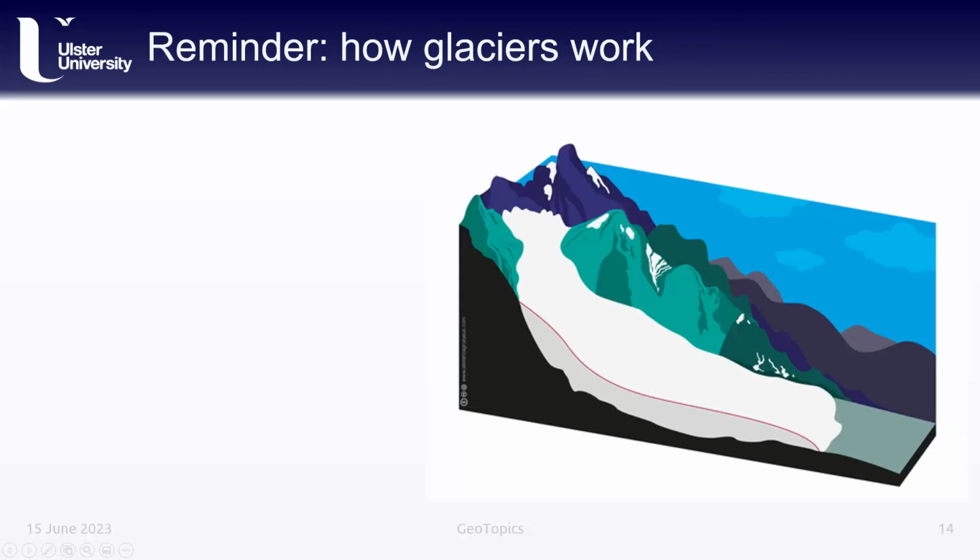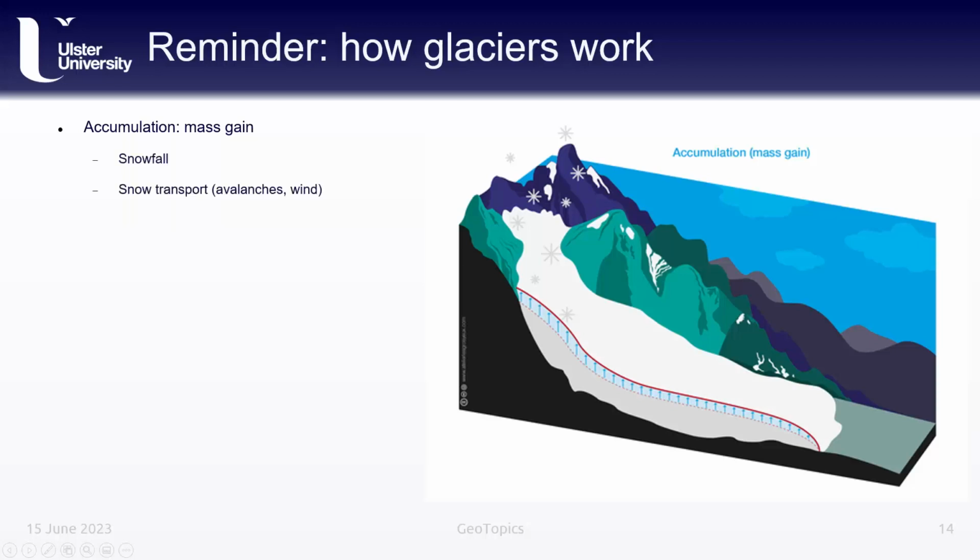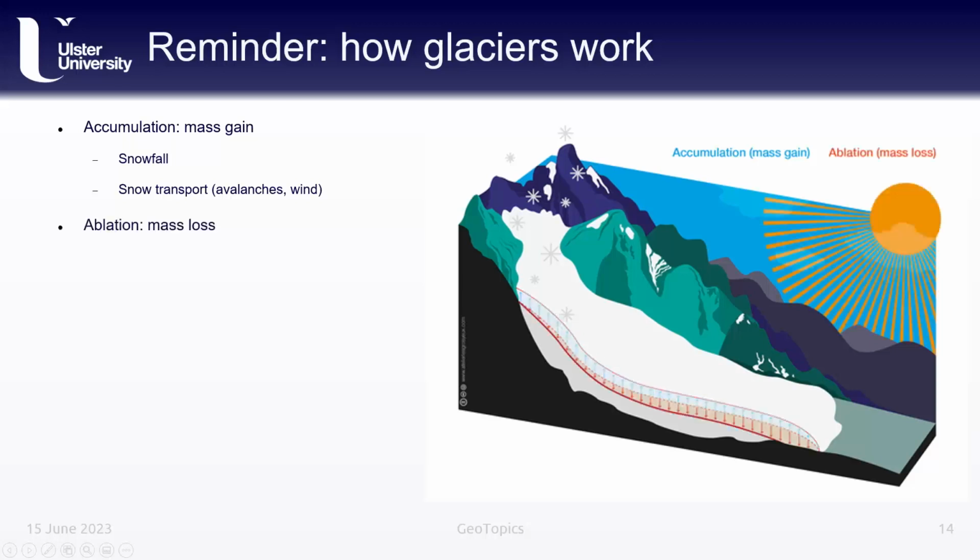So let's take a little bit of a step back and look at how glaciers actually work. So this is a cutaway schematic of a glacier flowing down out of the mountains. And so I've mentioned earlier accumulation, which is the mass gain. So these are a result of processes like snowfall. This can be snow transport, so snow that blows in as a result of avalanches or winds.